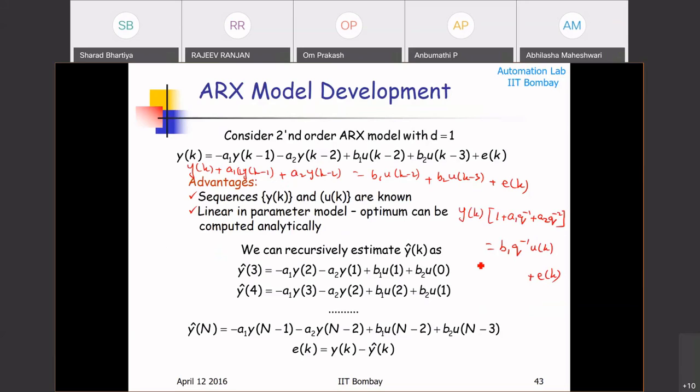Okay. So what did I tell you, it is really this Ay minus Bu. How do I model it? And now you can see that this is nothing but Ay. And so I will write this as Ay minus Bu is nothing but e of k. I decided to model this residual by white noise. That is an ARX model. So ARX stands for auto-regressive with exogenous inputs.